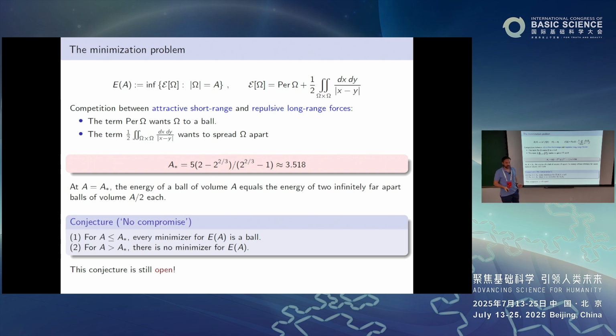So below this value 3.5, we want it to be a ball. Above, there should be no minimizer. That's the task to prove. That is an open problem. Now let me tell you what is known.